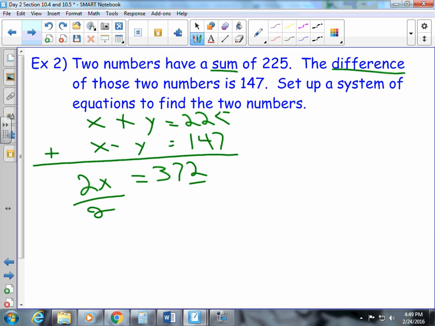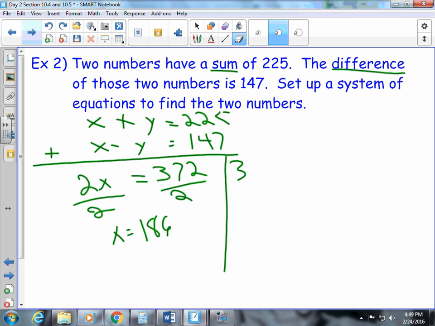Divide by 2, divide by 2. We get x is equal to 186. And then the second step, I'm sorry, the third step is exactly the same as what we talked about before. I guess we don't really need to call it step 2 and 3 because there's really only 2 steps here. So we can call the second step.